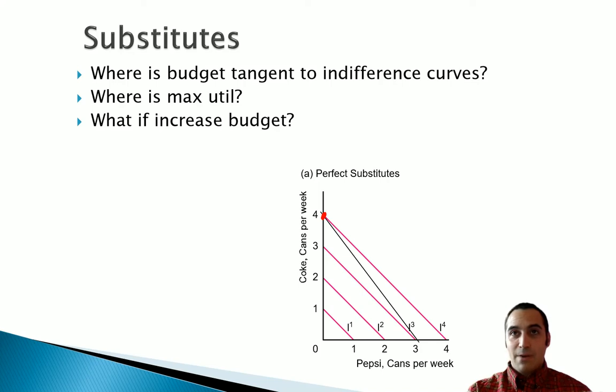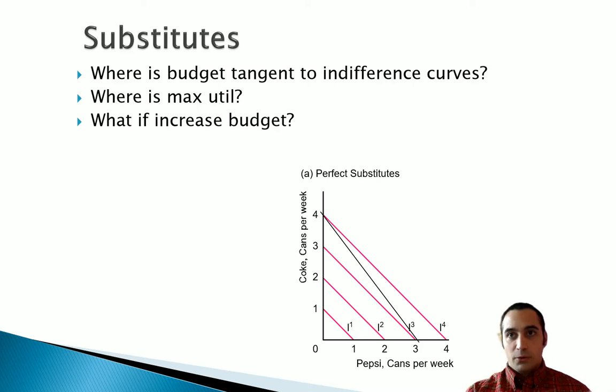Moreover, if I were to consume any point along this line, let's say this one, I could draw some undrawn indifference curve, i.e. another parallel line, and note that this line gives me worse utils, lower utils, than I could have at point 4. Therefore, this point must be the solution, i.e. I should just buy 4 cans of Coke and no Pepsi.